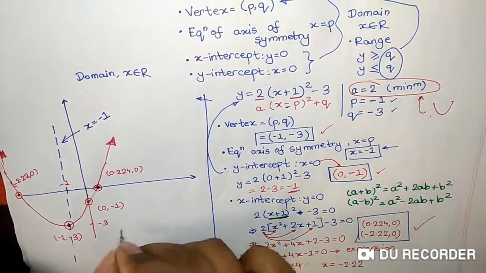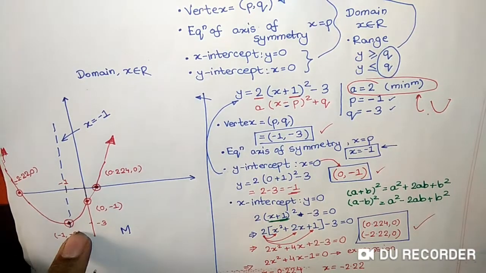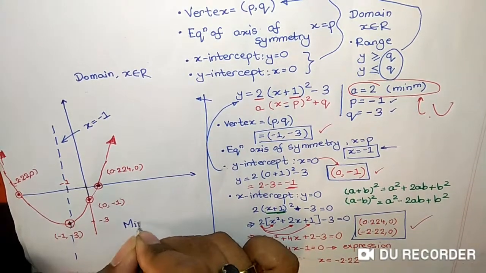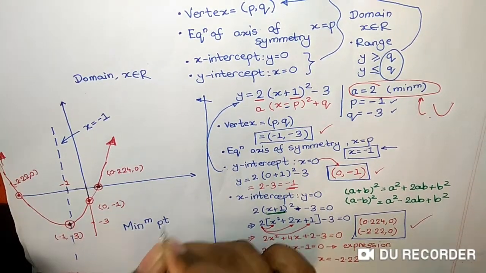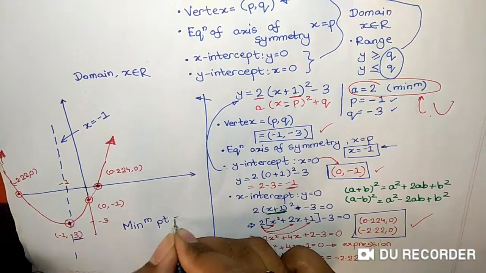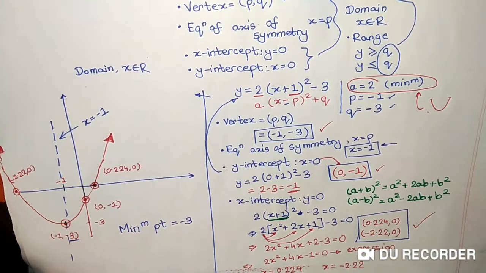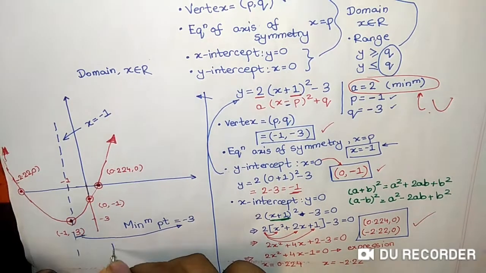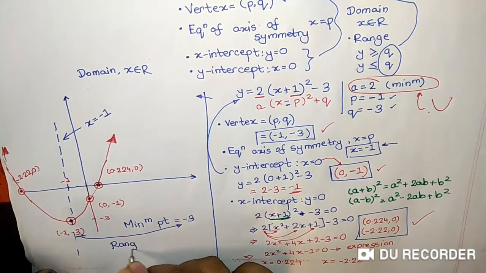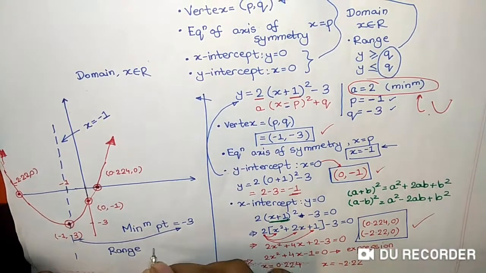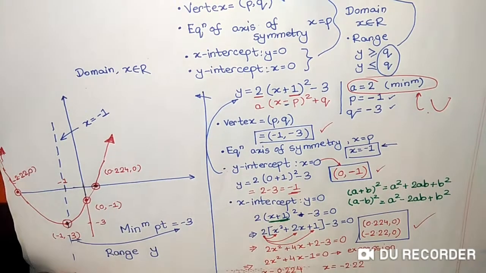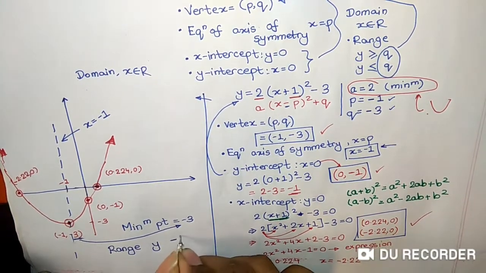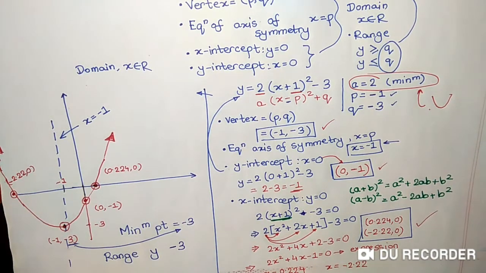Now I need two important things. One, is it a minimum graph or a maximum graph? It's a minimum graph, so it will have a minimum point. And what is that minimum point? -3. So I write -3 here, the Q value of the vertex. Secondly, what's gonna be the range? The range is very simple. It's gonna be the value of y, and I will always write the Q value of the vertex one more time.